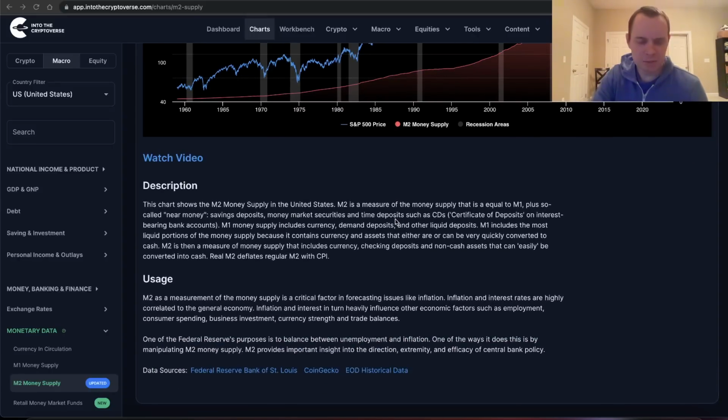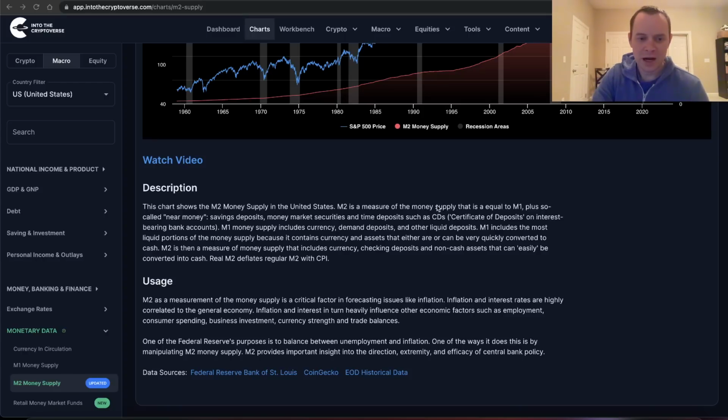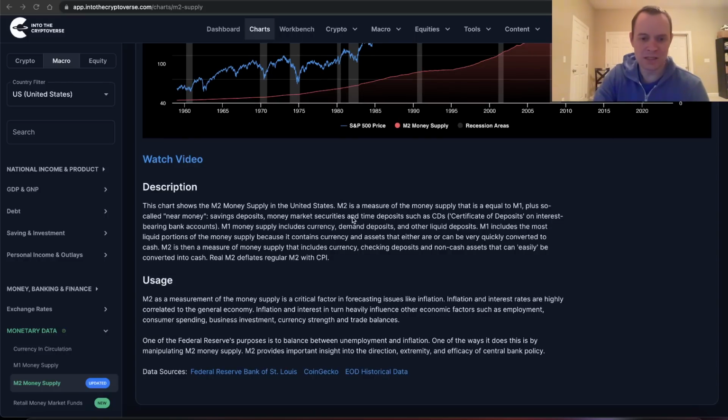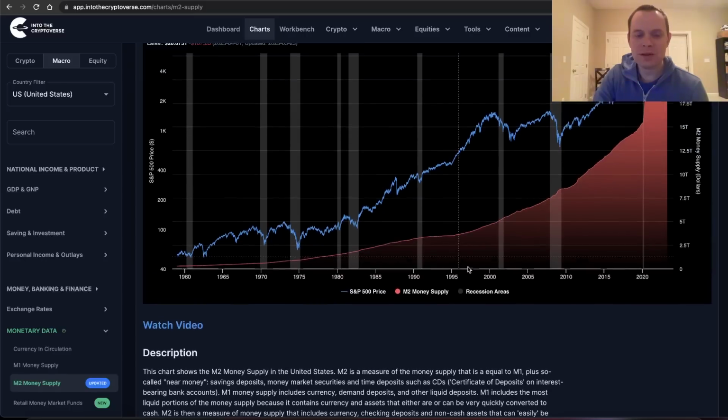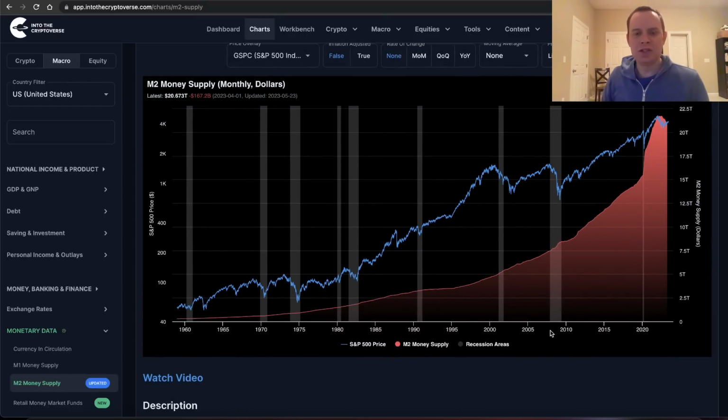Okay. Now, the money supply, in this case, we're talking about M2. And the way M2 is calculated is essentially M1 plus near money, which is savings deposits, money market securities, and time deposits such as CDs. We talked about CDs before, certificates of deposit. We've talked a lot about them in fixed income investing. As rates have gone up, it's opened up different types of investment vehicles for everyone, but millennials haven't even really seen these types of investment options because interest rates have just been so low for so long. But now they've gone up a lot, and so more people have gotten CDs. So it's M1 plus all that stuff, and again, the M1 money supply includes currency, demand deposits, and other liquid deposits.